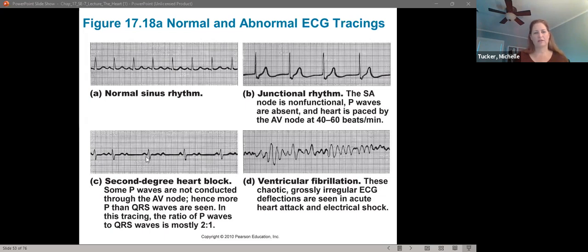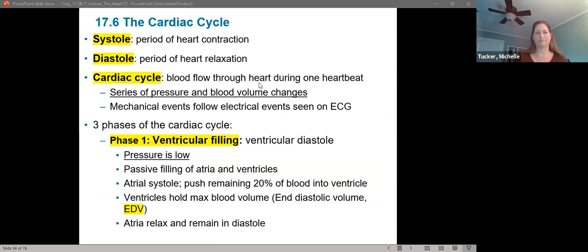And a second degree heart block is when we have more P waves than QRS complexes. That conduction system is not getting all of its impulses from the SA node to the AV node. So these are just kind of interesting because they do represent how the electrical activity affects the contractile activity.